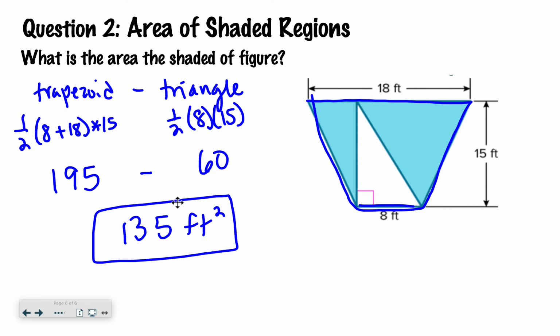And then you found the area of the triangle. The way you found that was you took the base, which is 8, you multiplied it by the height, which is 15, and you multiplied it by 1/2. And when you did that, you should have ended up at 60. Then your final step is to say the trapezoid minus the triangle. So 195 minus 60 equals 135, and then I label it feet squared.